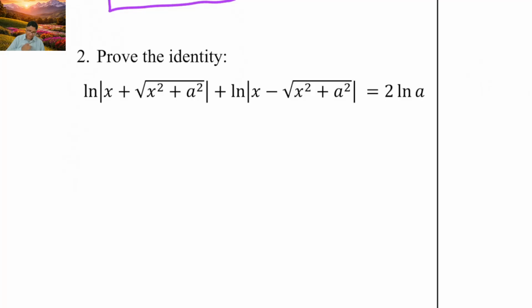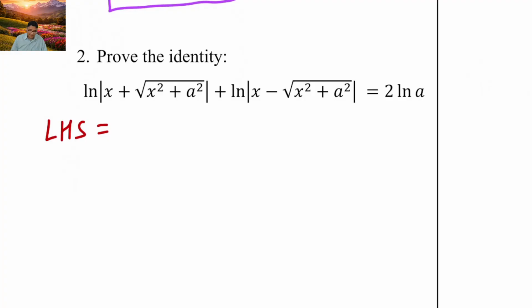All right. Prove the identity. It's a very interesting identity. Natural log ln of the absolute value of the quantity, plus ln of the absolute value of that quantity, equals 2 ln a. So you should have started like this, right? Whenever you have to prove an identity, you start with one of the sides. LHS here means left hand side. So you start with one of the sides and get it to become the other side.